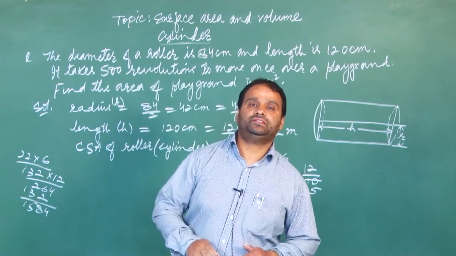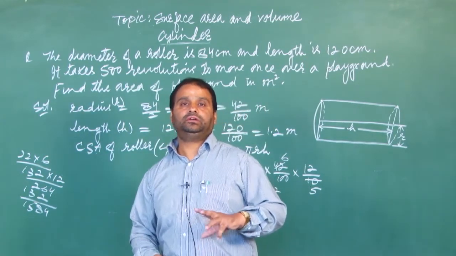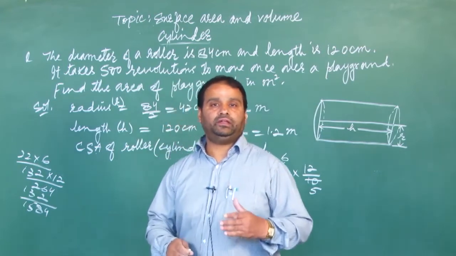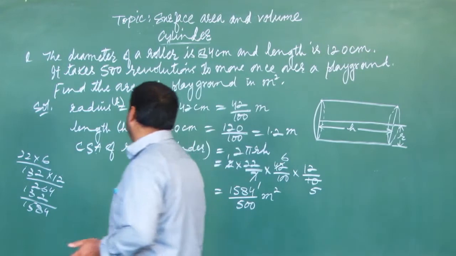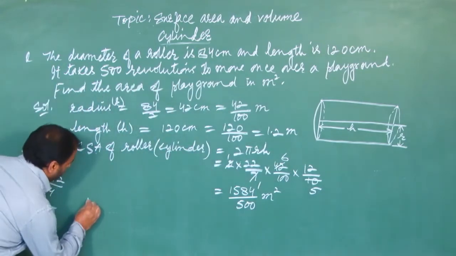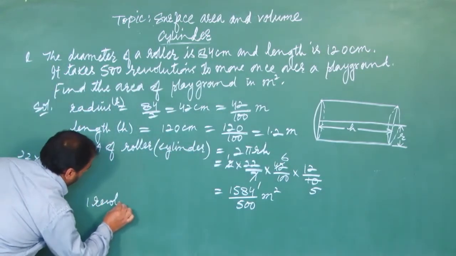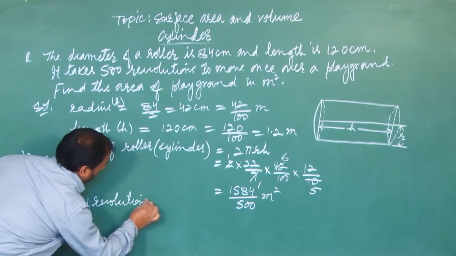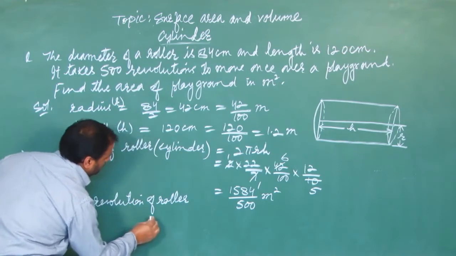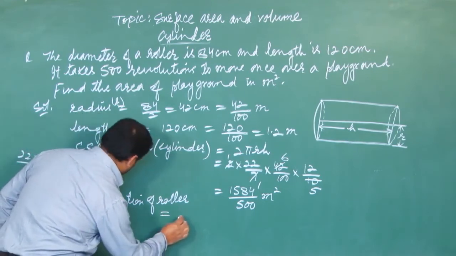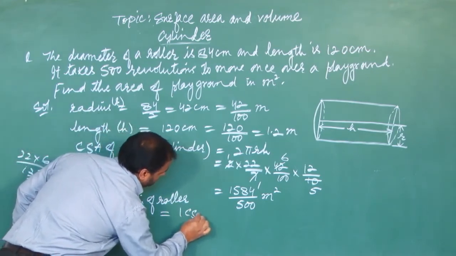This one curved surface area of the roller is equal to the area of the playground rolled in one revolution by that roller. So we can write that one revolution of the roller covers one curved surface area of that cylinder.